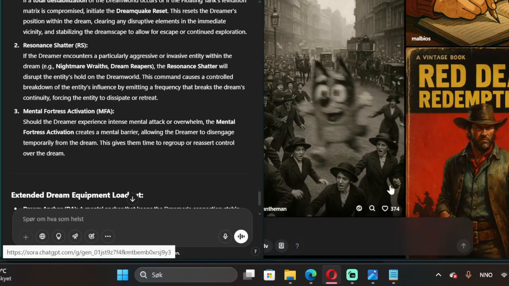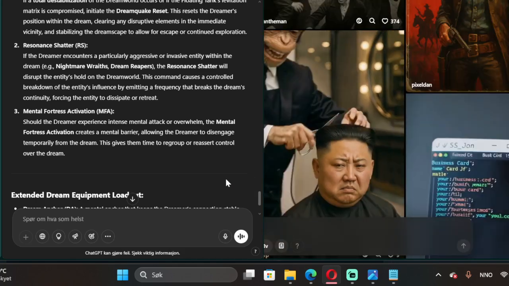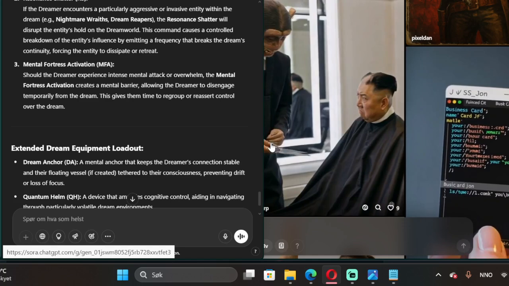3. Mental fortress activation, MFA. Should the dreamer experience intense mental attack or overwhelm, the mental fortress activation creates a mental barrier, allowing the dreamer to disengage temporarily from the dream. This gives them time to regroup or reassert control over the dream.